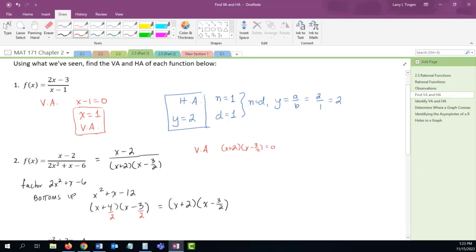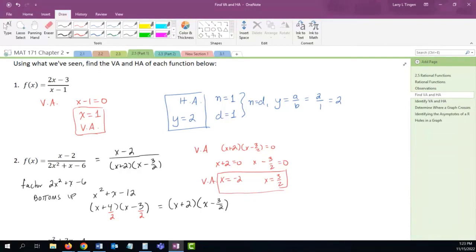Two things multiply to give me 0. One of them has to be 0. That's the fun zero product principle that we all know and love. x plus 2 equals 0, and x minus 3 over 2 equals 0. So I've got x is negative 2, and I've got x is 3/2. These are both vertical asymptotes for this problem.